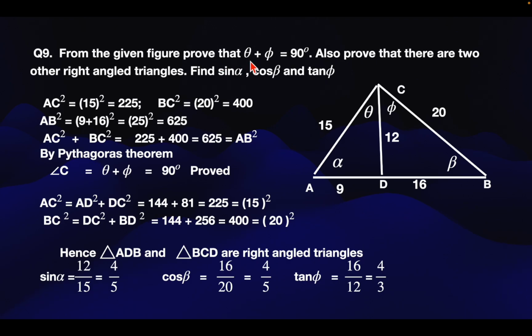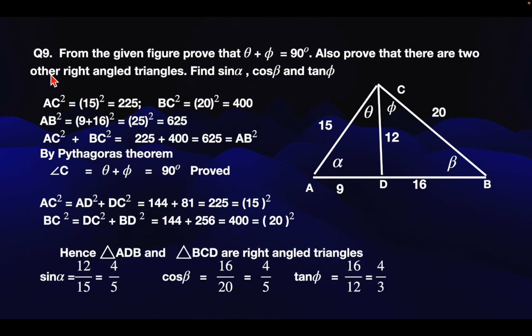Question 9. From the given figure, prove that theta plus phi is equal to 90 degree. So we have to show that this angle theta plus phi, this full angle, is 90 degree. For that, first what we are going to show is that AB square is equal to AC square plus CB square. If we can show that, it means that this is a right angled triangle. Now let's find out the value of AB square. This is 9 plus 16, 25. So AB square is 25 whole square, that is 625. Now let's find out AC square plus BC square, that is 15 square plus 20 square. So here it is also 625. That means this satisfies the Pythagoras theorem and this angle is 90 degree. Theta plus phi is 90 degree.